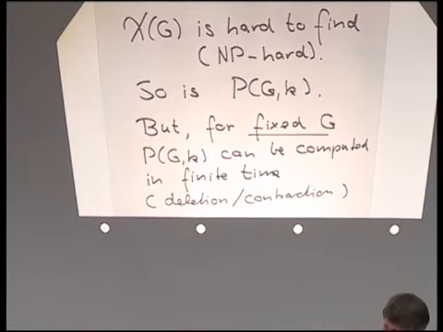We know that it's hard to find the chromatic number. It's NP hard or NP complete. And therefore, of course, it's also hard to find the chromatic polynomial. But for a fixed graph, we can at least compute the chromatic polynomial in finite time by deletion contraction. Not a good algorithm, but it is an algorithm.